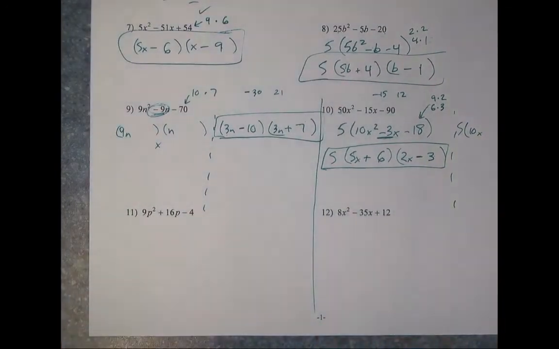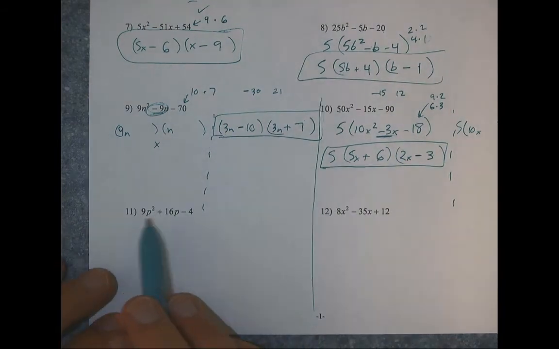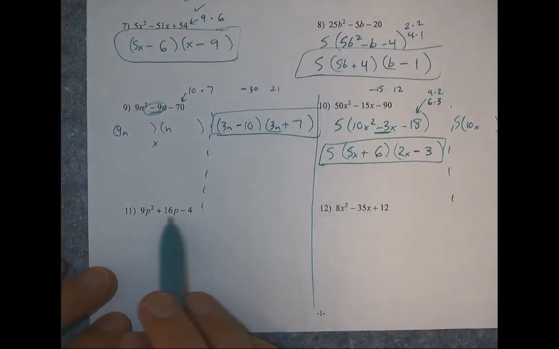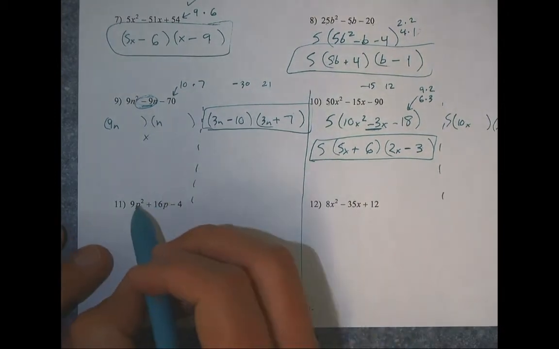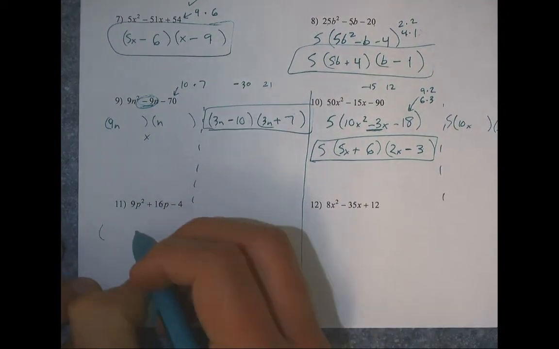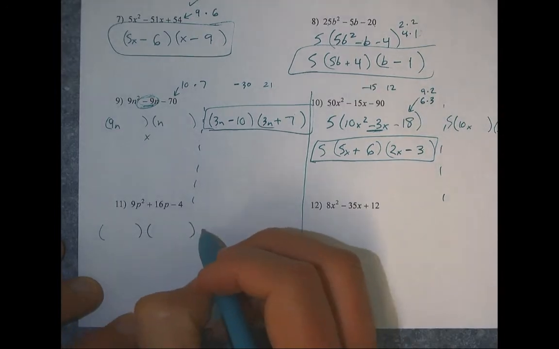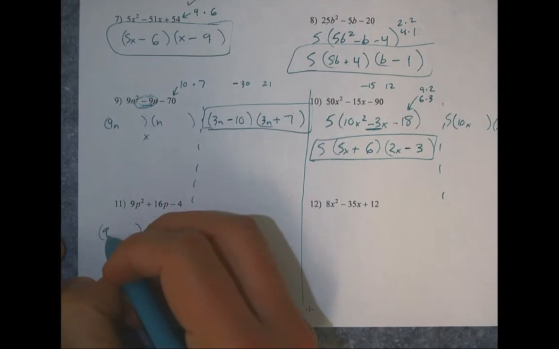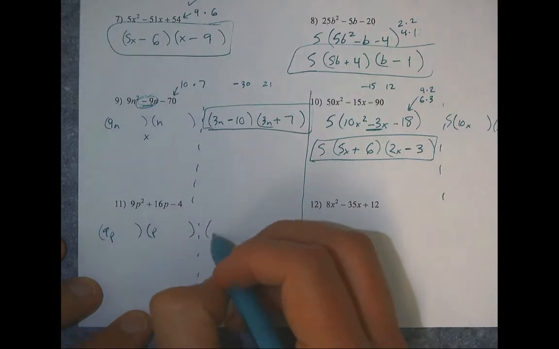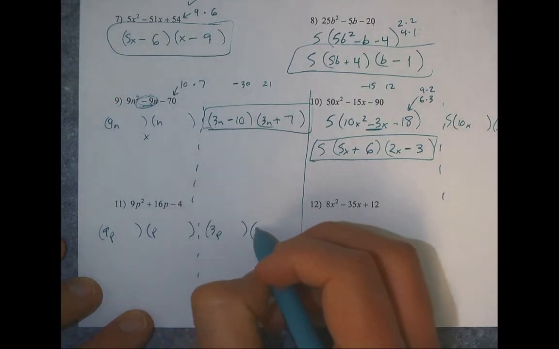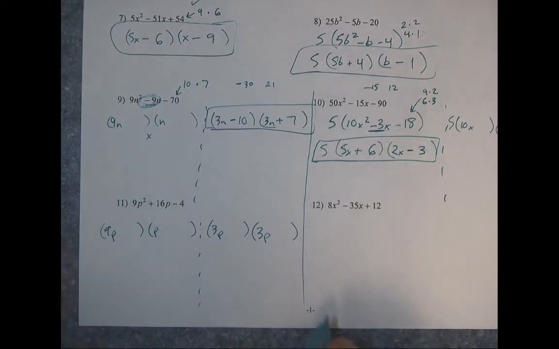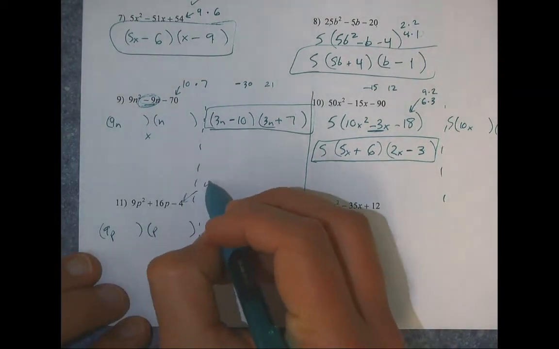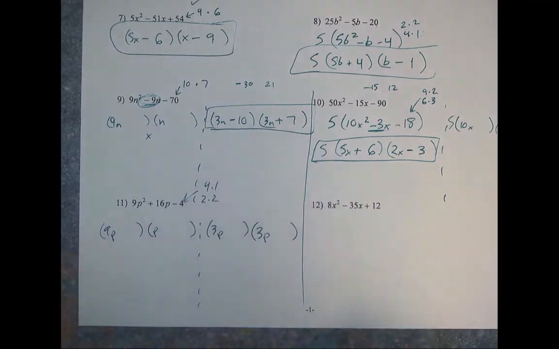Okay, number 11. So first thing I should do is check and see if something can be factored out of the 3 numbers, but there is nothing there. So I'm just going to go ahead and start splitting this up. Now because it's a 9, it could be a 9 and a 1, but it also could be a 3 and a 3. So not great. Gives me a lot of options. And the 4 could be a 4 and a 1 or a 2 and a 2.